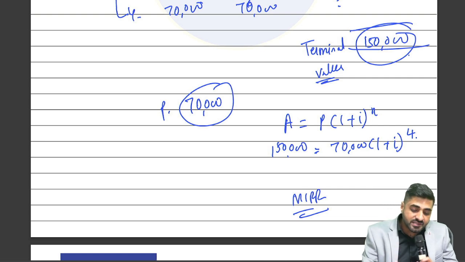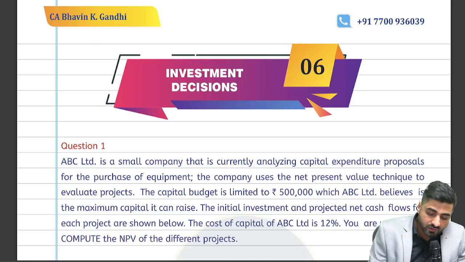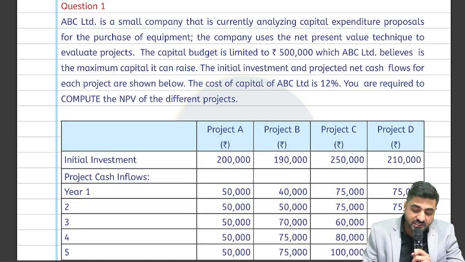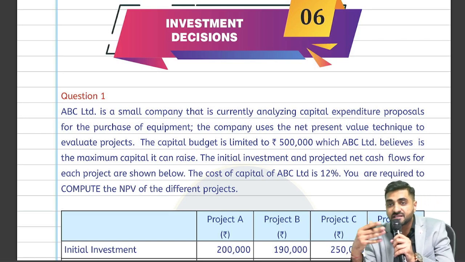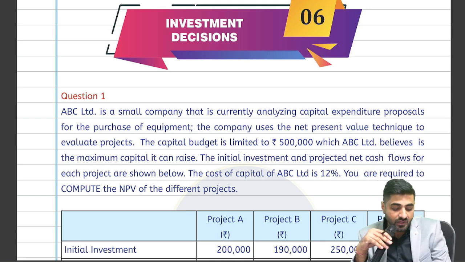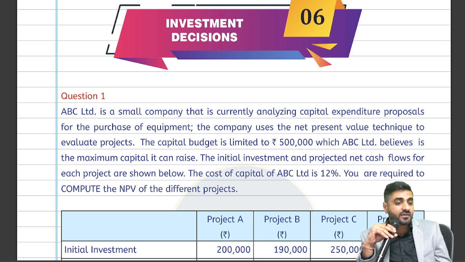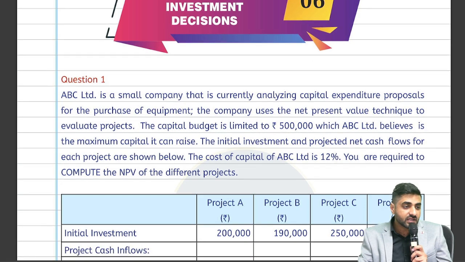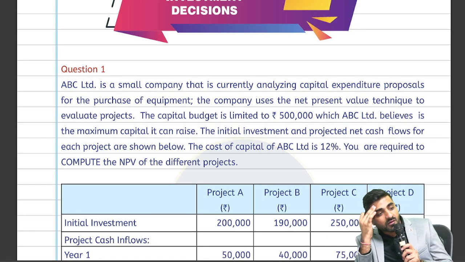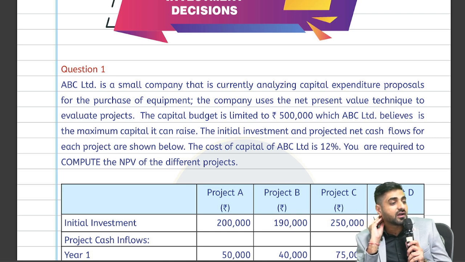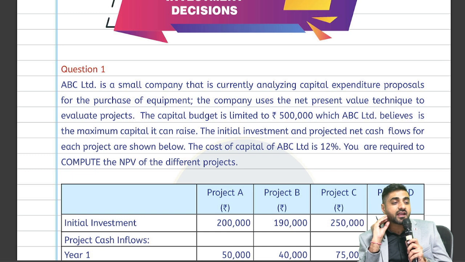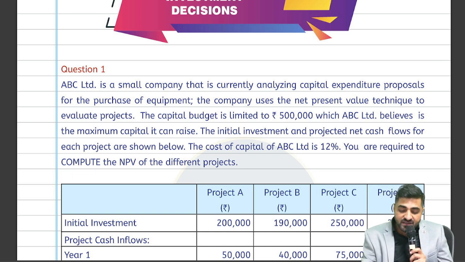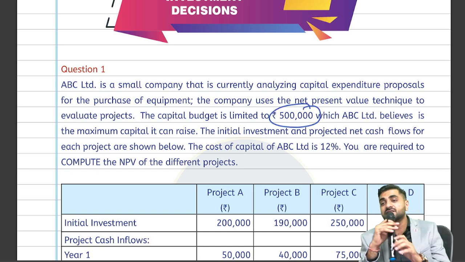Now my dear students, there are many questions in this particular investment decision. Quickly go through all the important adjustments of every question. Come to question number 1. See what is given to you. ABC is a small company that is currently analyzing the capital expenditure proposals for the purchase of equipment, and the company uses the NPV technique. The capital budget is limited to what? Rupees 5 lakhs.